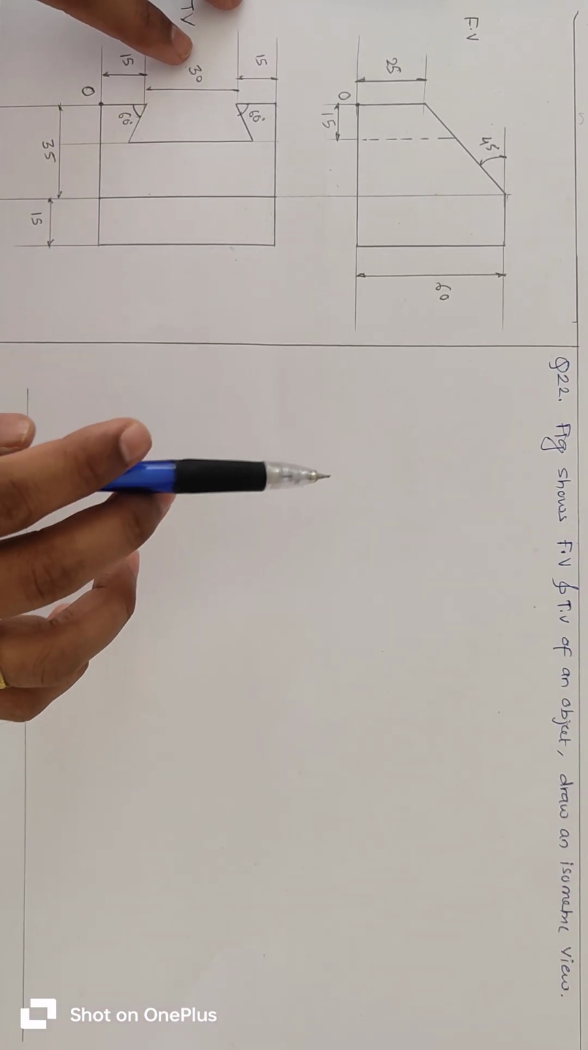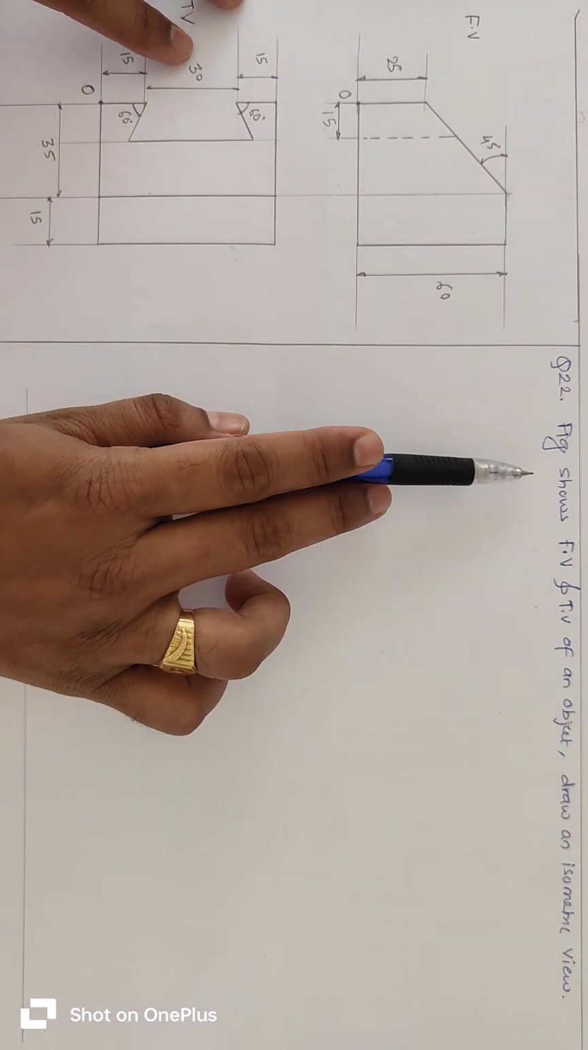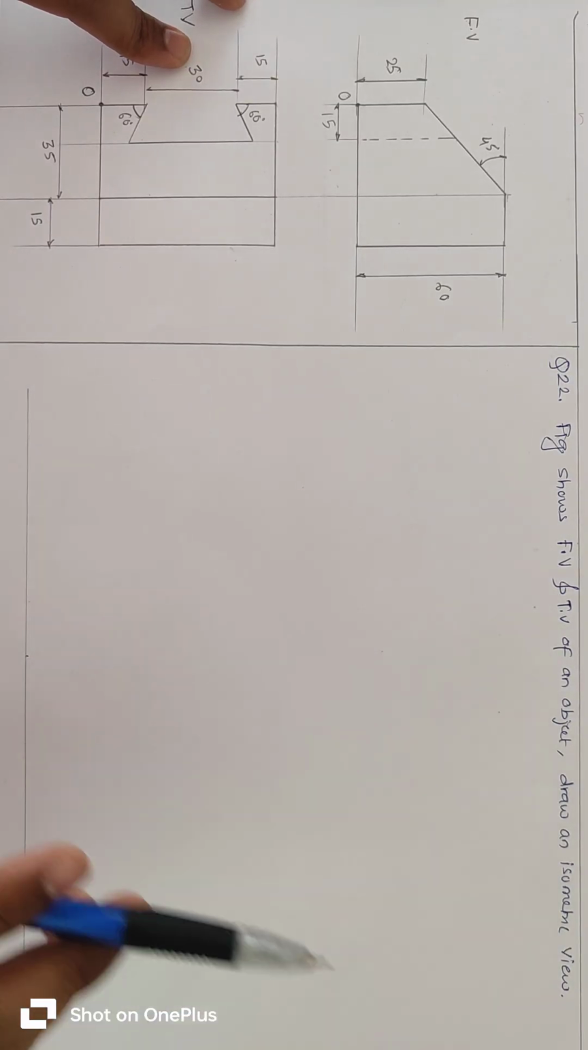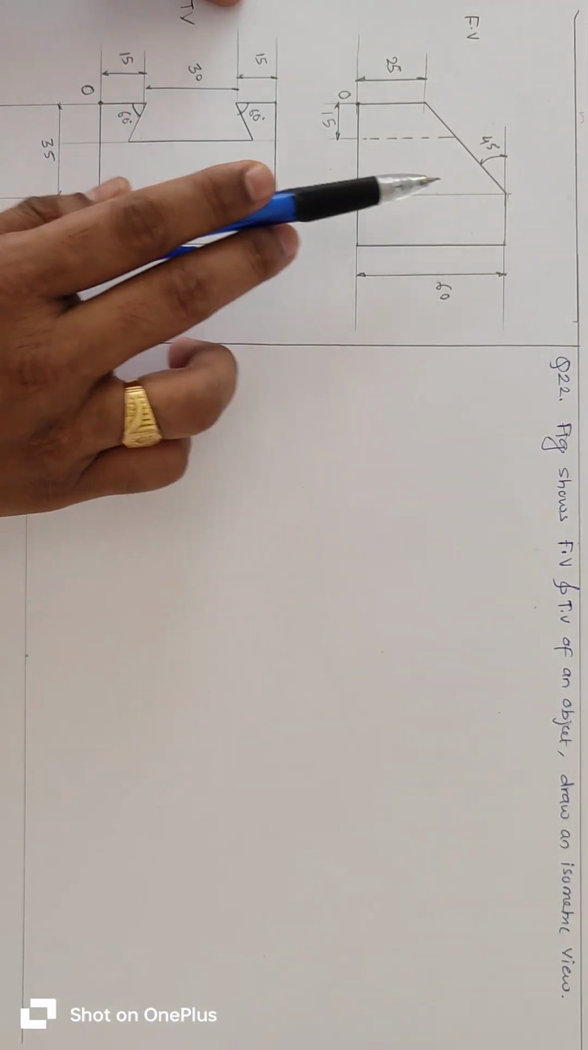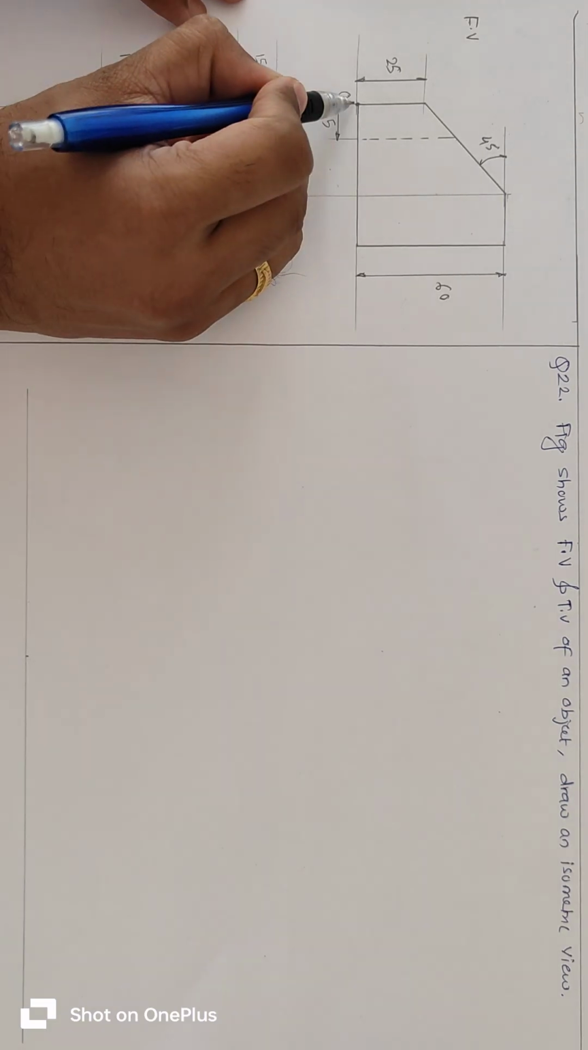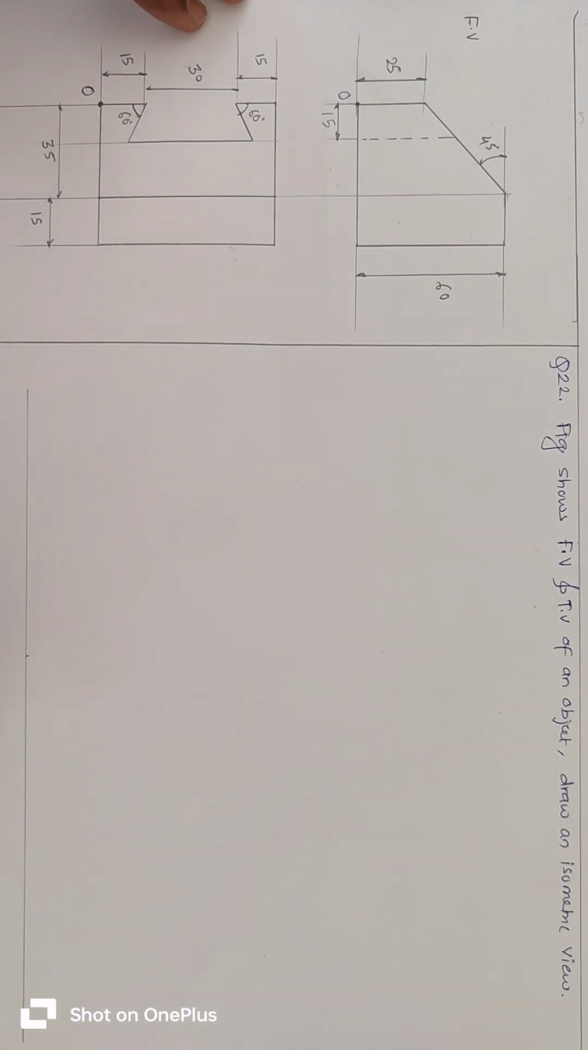Hello guys. So now we will see this question. Figure shows front view and top view of an object. Draw an isometric view. So this is front view. This is top view. O point is given on left side of an object.